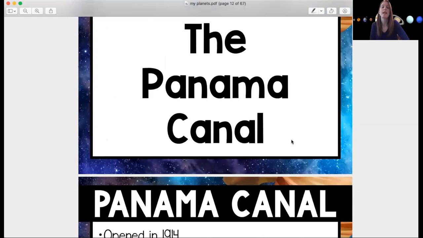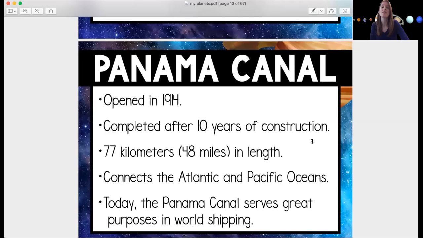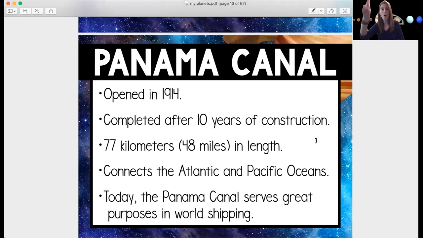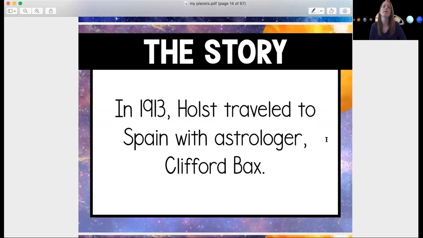The Panama Canal opened in 1914. It was completed after 10 years of construction. It is about 48 miles in length, connects the Atlantic and Pacific Oceans. And today, the Panama Canal serves great purpose in world shipping. They don't have to go all the way around South America. They can cut kind of through it. It's like a shortcut.